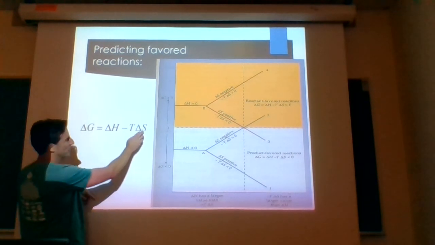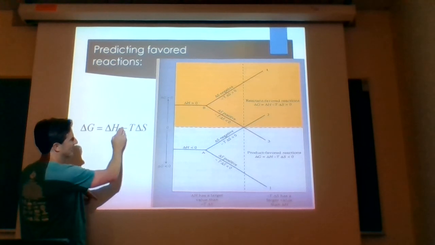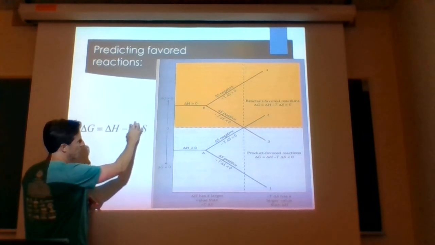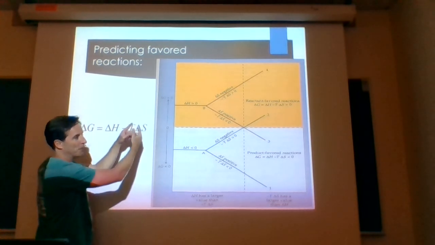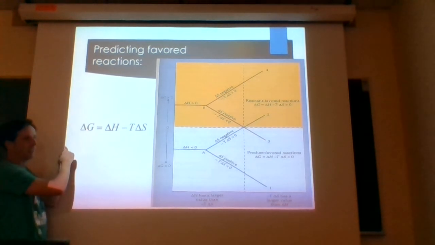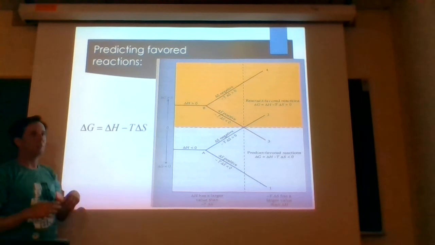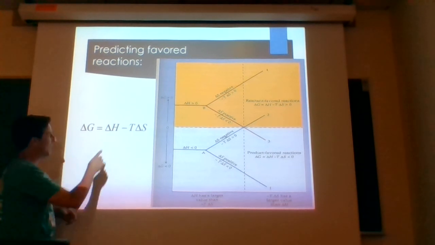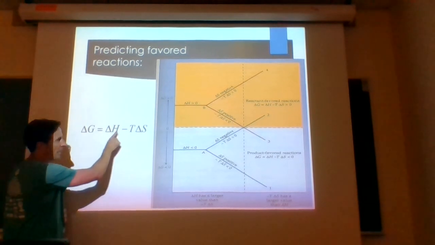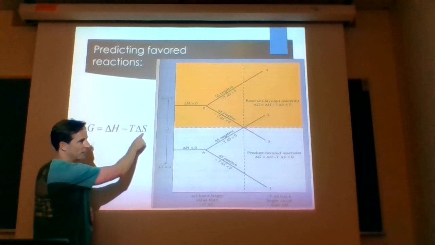If delta S was negative, if I subtract a negative, minus a negative, they change signs, I end up adding a positive number, that's going to be more likely to give me a positive delta G. That would be bad. So the ideal scenario for a spontaneous reaction is going to have a negative delta H and a positive delta S.